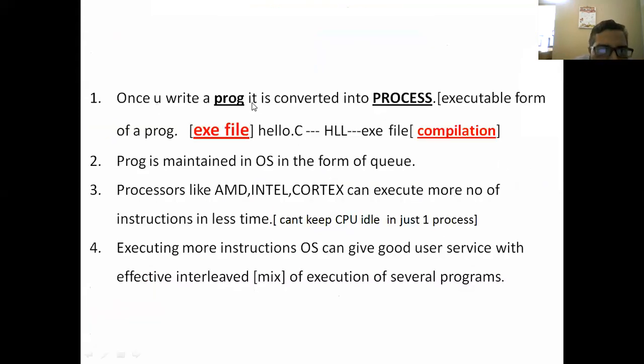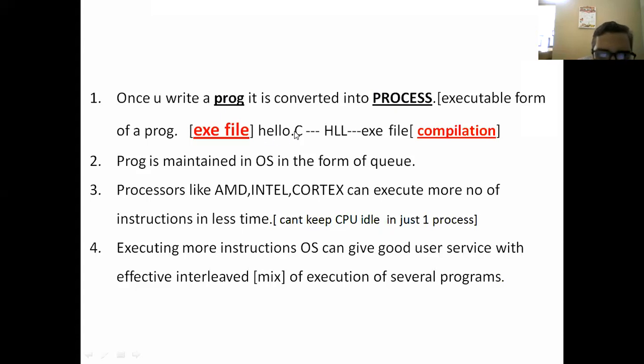Once you write a program, it is converted into a process, right? The definition of a process is the executable form of a program. What is a program? Basically, a program is nothing but a set of instructions. Any CPU will not be able to execute the program unless the program is converted into a process. Once we convert a set of instructions, the so-called program, into a process, this process can be given to the CPU for execution. So what is a process then?